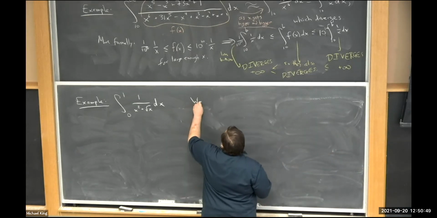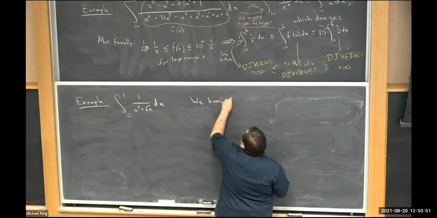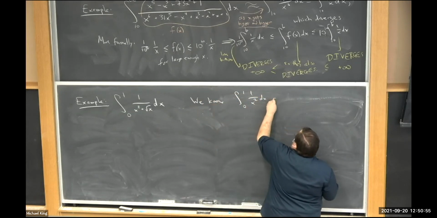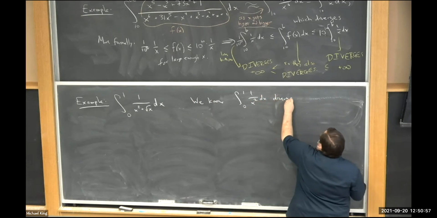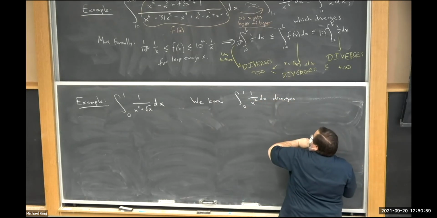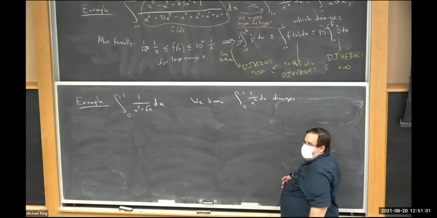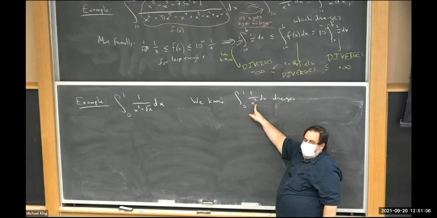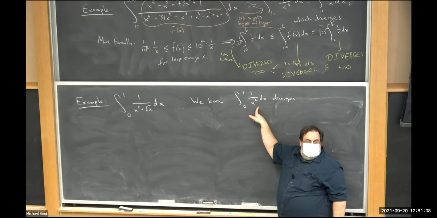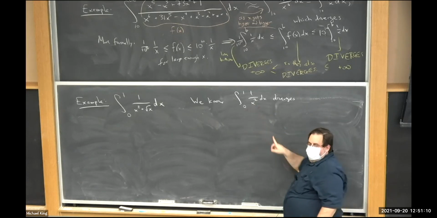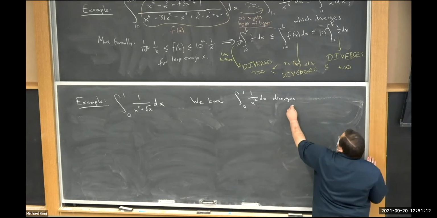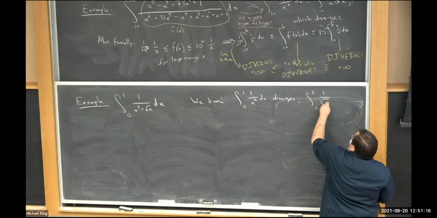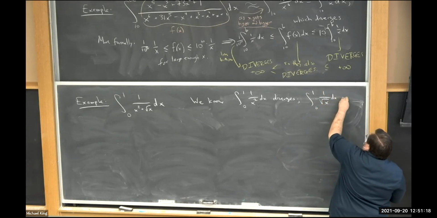We know the integral from 0 to 1 of 1 over x squared diverges. Right, you remember that? Because we got the minus 1 over x when we integrate this, and we're plugging 0 on the bottom. So that blows up. And we also know that the integral of 1 over root x dx converges.